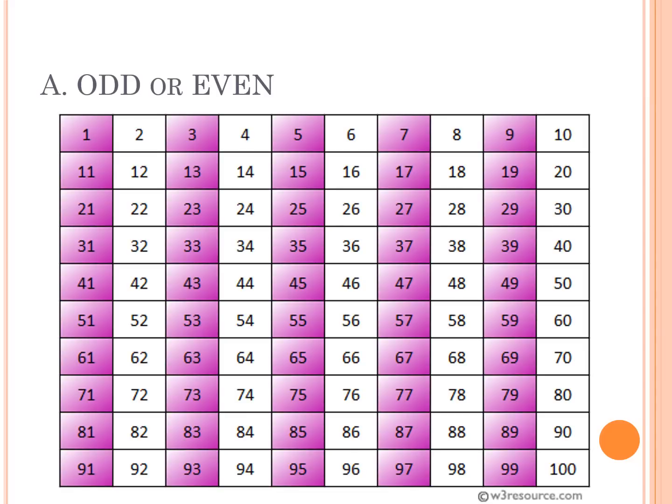Now, for you to have a guide, if you are still unfamiliar with odd and even numbers, I have here a table. The numbers in purple are odd numbers, while the numbers with no colors or plain white are even numbers.